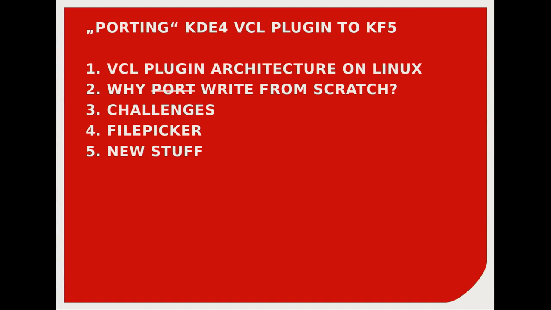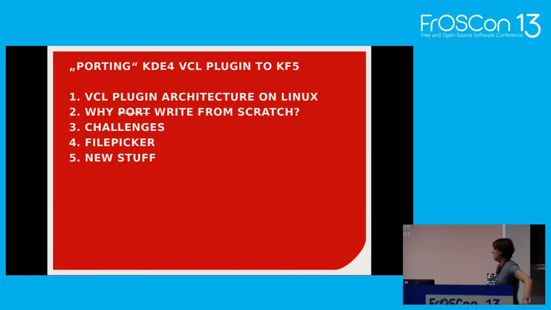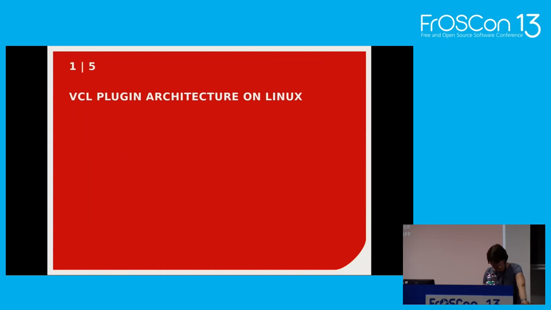Then we will have a look at some reasons why we decided, well, not really to port, but to write the new KF5 frontend completely from scratch. What challenges did we have to overcome? Then I will say something about the file picker, the file dialogs, and at the end we will have a look at what's new. Some cherries on the top of the cake.